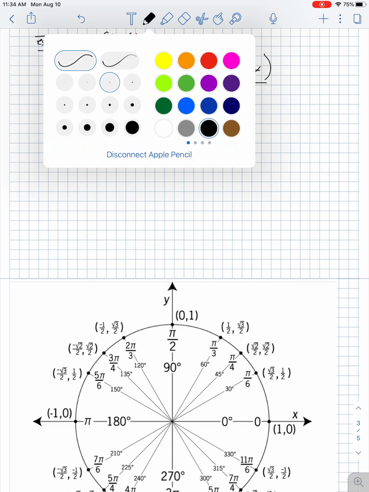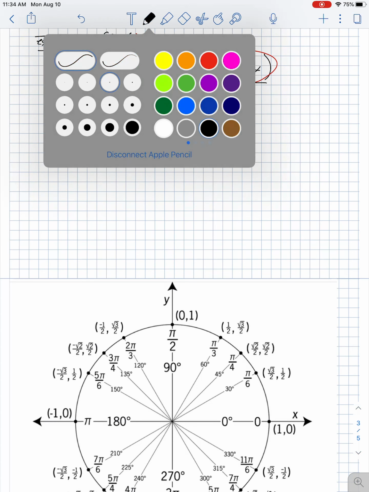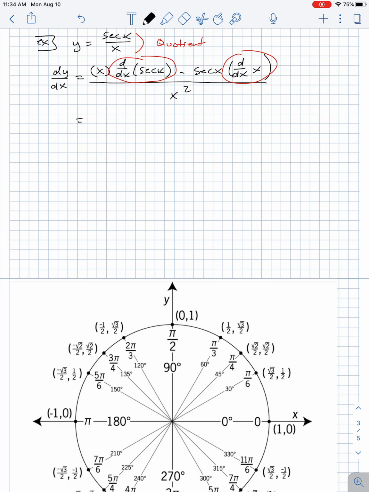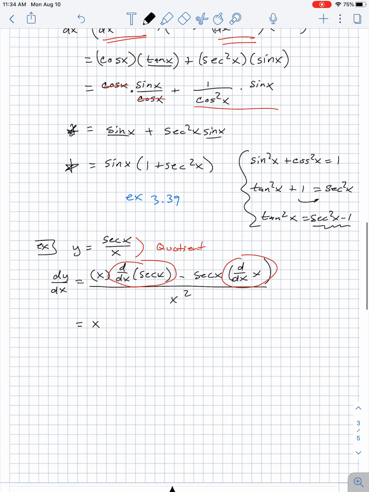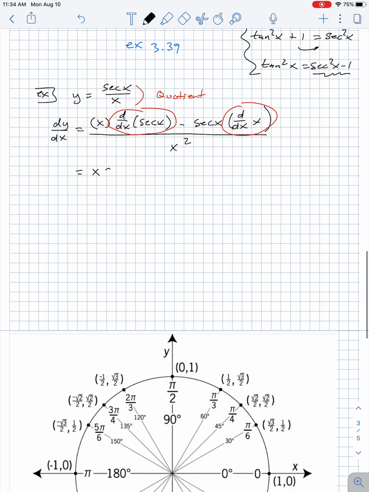All right. Now I'm going to focus on these two pieces and actually take the derivative. So I've got x, and the derivative of secant, if I go up to my list, is right here. It's secant tangent. So this is going to be secant tangent. And here I've got secant x, and the derivative of x is just the coefficient in front, which is 1. So that doesn't do anything, it goes away. And I divide by x squared, right?